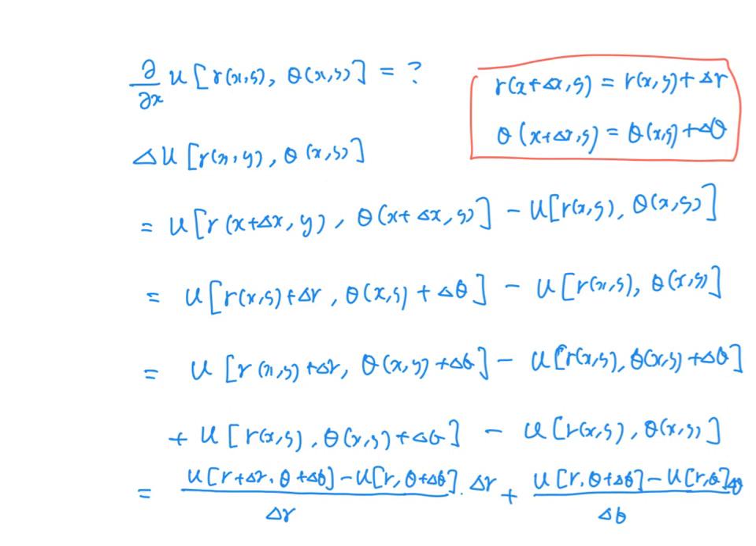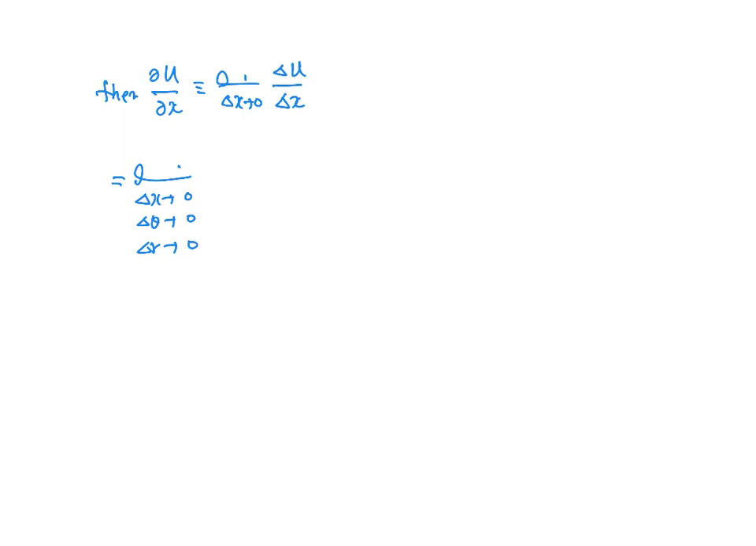Then it's the same expression, right? So some of you still need some time to copy, I guess. So then partial x over partial u is actually delta x goes to 0, delta x over delta u. When delta x goes to 0, we have delta theta goes to 0, delta r goes to 0, right? So delta x goes to 0 means delta theta and delta r go to 0 at the same time.